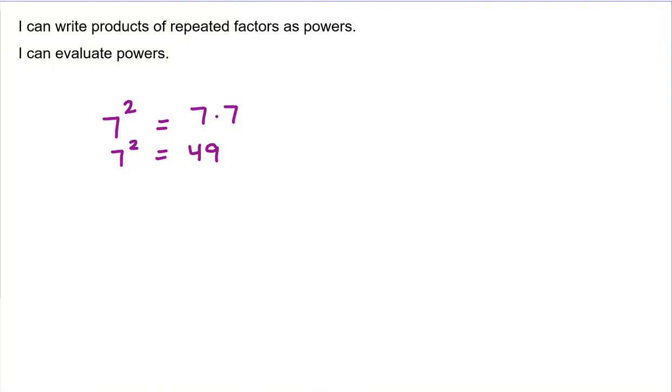Let's try another one. Let's do 3 to the 4th. Well, if we expand this, we know that we repeat this base of 3 as a factor 4 times. So we can go 3 times 3 times 3 times 3. And then we multiply it out. We know 3 times 3 is 9. Times 3 is 27. And times 3 is, I can't do math, 81, I think. So 81. So 3 to the power 4 is 81.